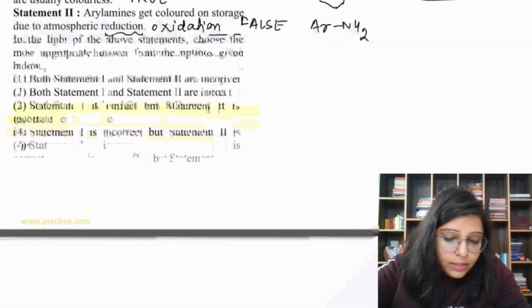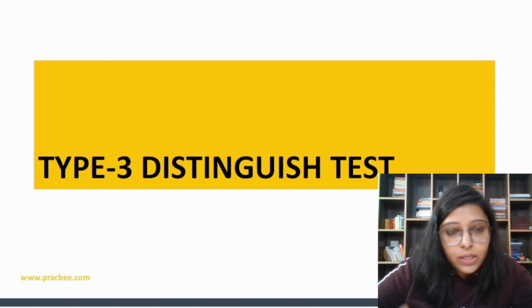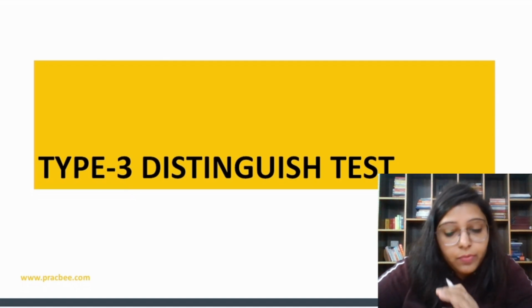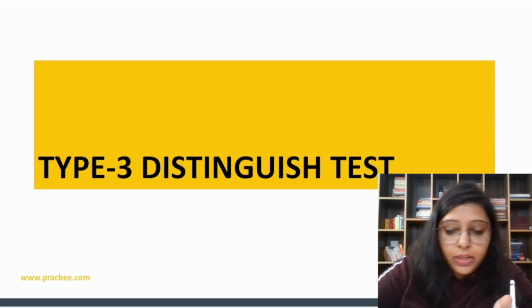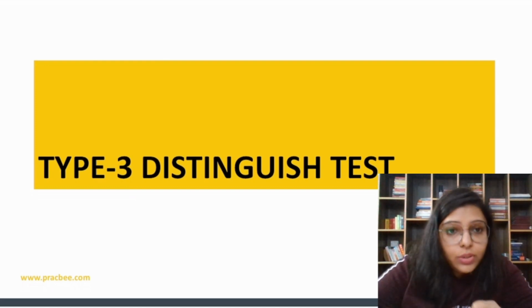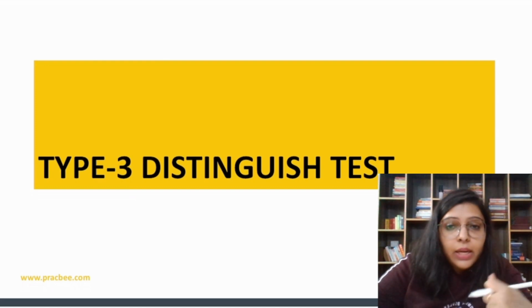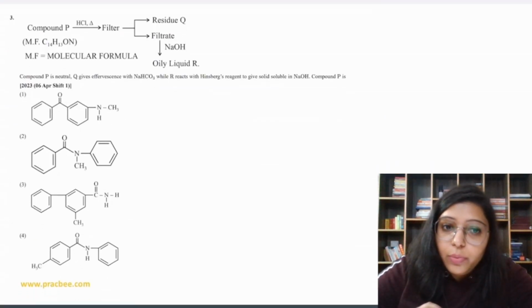Okay, that's it. Let's do some questions which are based on the distinguishing tests. It means there are some tests which we use to distinguish 1 degree amine from 2 degree amine and 3 degree amines. So we have to use these tests, and we have to know the chemical properties of the amines in order to get the right answer. Okay, so let's do question number 1.